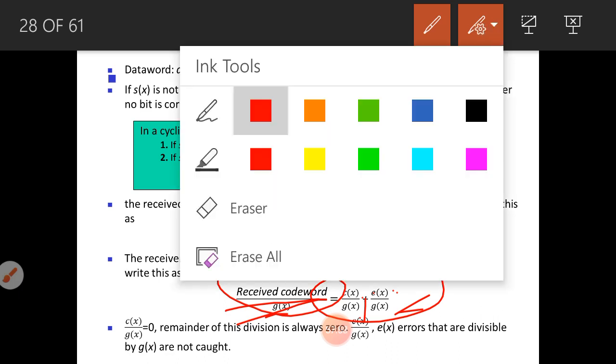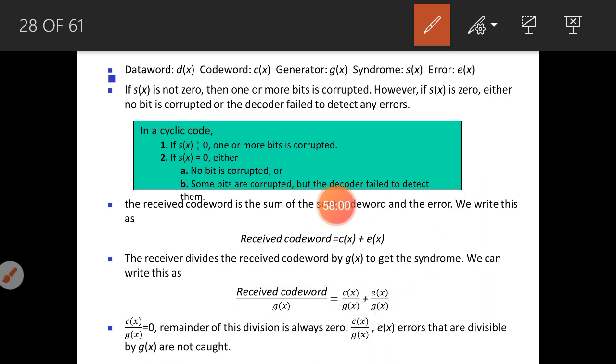After that, they have given: if c of x divided by g of x, then the remainder of this division is always 0, because the remainder of c of x divided by g of x is always 0. c of x is the code word sent by the sender, so it is a valid code word, which may be modified at the time of transmission. But whenever the sender sent it, it was correct, so when we divide it by the divisor, we always get the remainder 0.